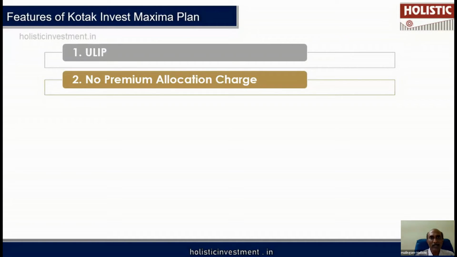One of the major disadvantages of ULIP, why people don't recommend ULIP, is premium allocation charges. But this ULIP claims there is no premium allocation charge. So this no premium allocation charge is in overall reducing the expense ratio of this ULIP. Because there is no premium allocation charge, will this result in a better rate of return? That we have to evaluate. We will note this point and evaluate.